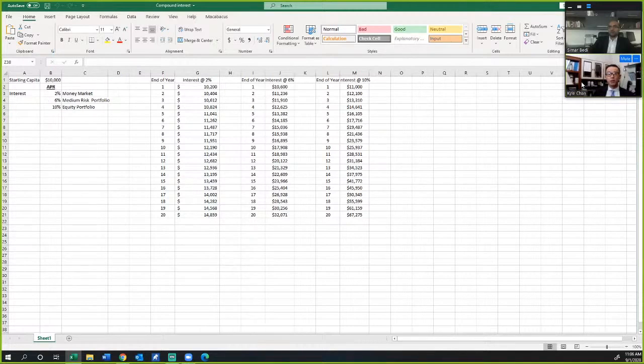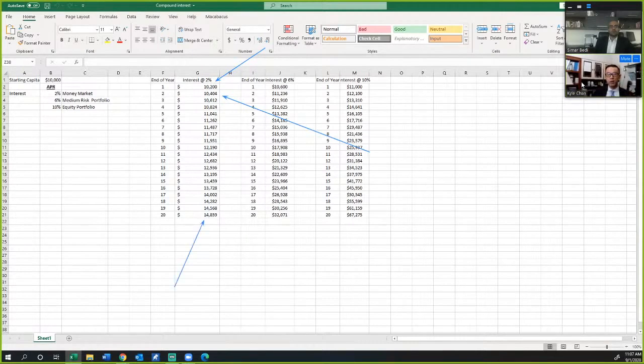Now, let's look at the column for interest at 2%. At the end of the first year, you're expecting a $200 return on your money market product. With the compounding effect, at the end of year two it's actually $404, so you get your $200 plus that extra $4. That's the compounding effect right there, that difference of $4.